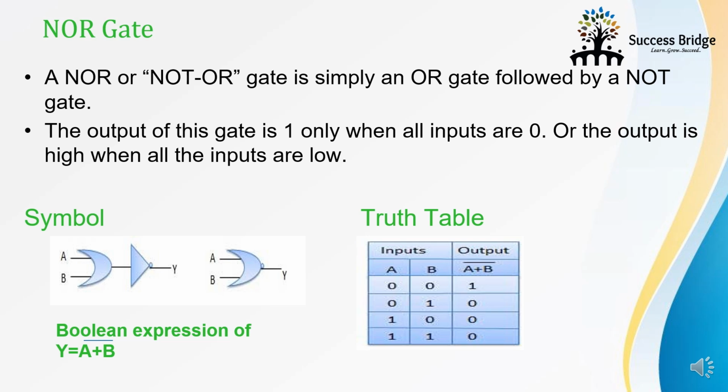Let's take an example. If A is 0, B is 0, 0 plus 0 is 0 and the complement of 0 is 1. Yes, the output is 1. Now, when the input B is 1, then 0 plus 1 is 1. The complement of 1 is 0. Yes, from the expression we are getting the output.